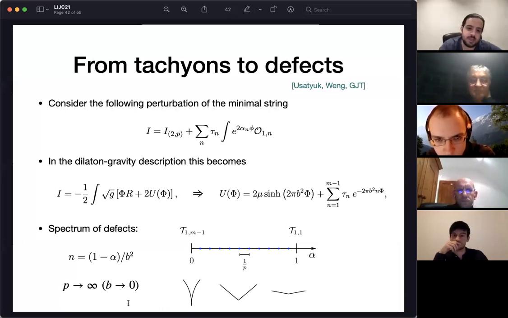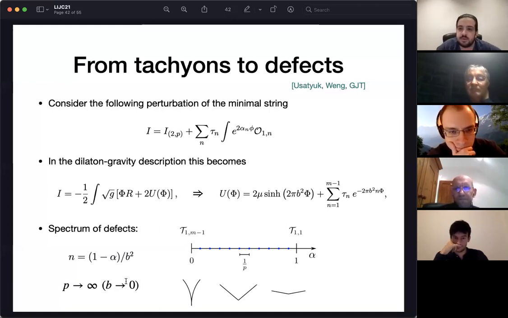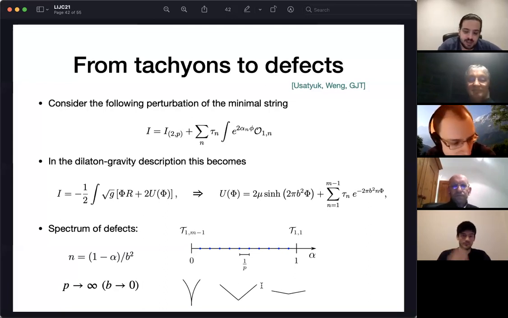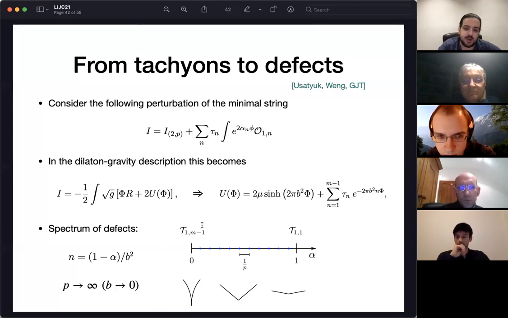Okay. So B, sorry, I'm using the usual Liouville notation. So B is this Liouville parameter that goes to 0, and this is the semi-classical limit of Liouville, which means that the central charge of Liouville goes to plus infinity. Does it answer your question? Yeah, thanks. Okay, and here I draw a picture of what defects correspond to each tachyon in this theory. And the one with the highest label n corresponds to a cusp in the JT limit because it has alpha equals 0.